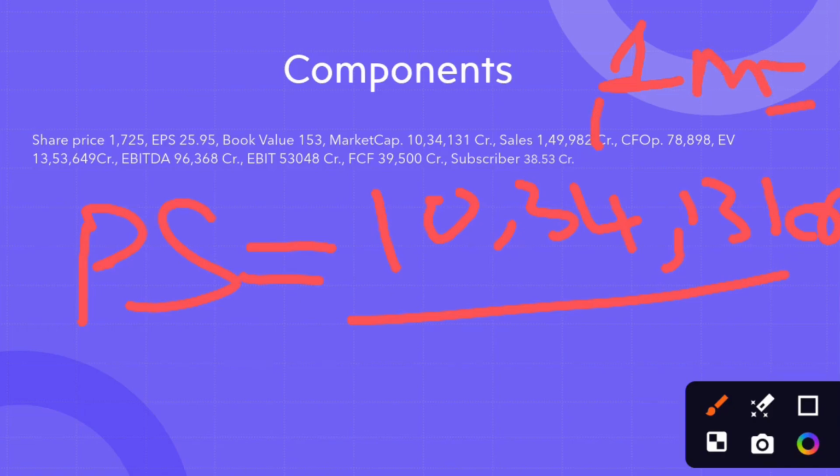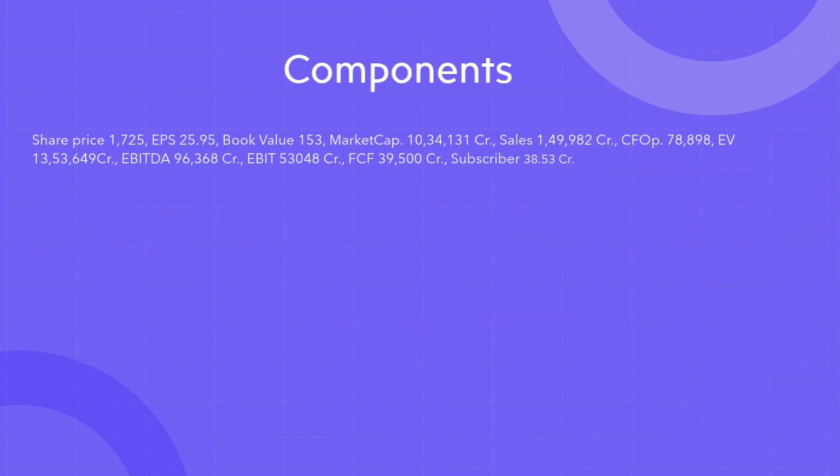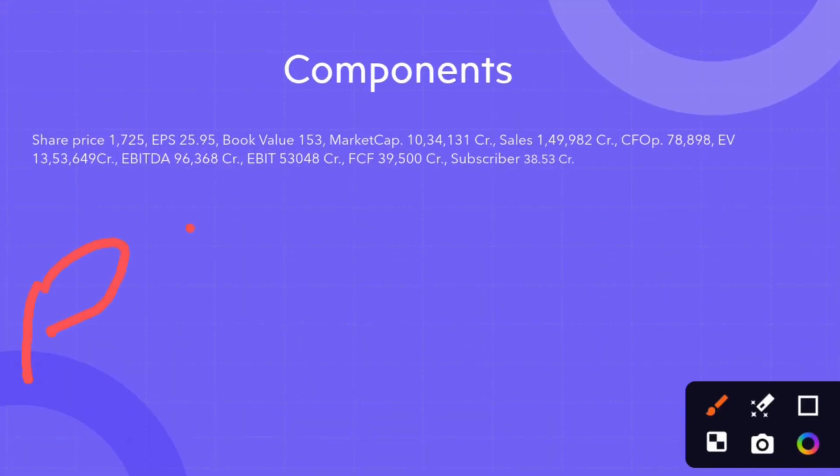Okay, in numbers, 1 million is equal to 10 lakhs. So you calculate. Next we need to calculate price to cash flow, which is operating cash flow. So here also we need to keep the market capitalization. This is 10 lakh crores.